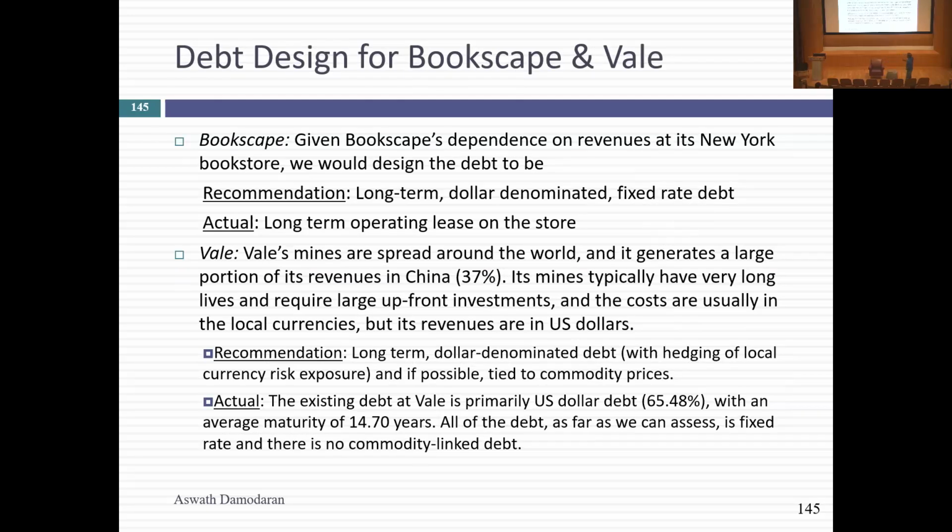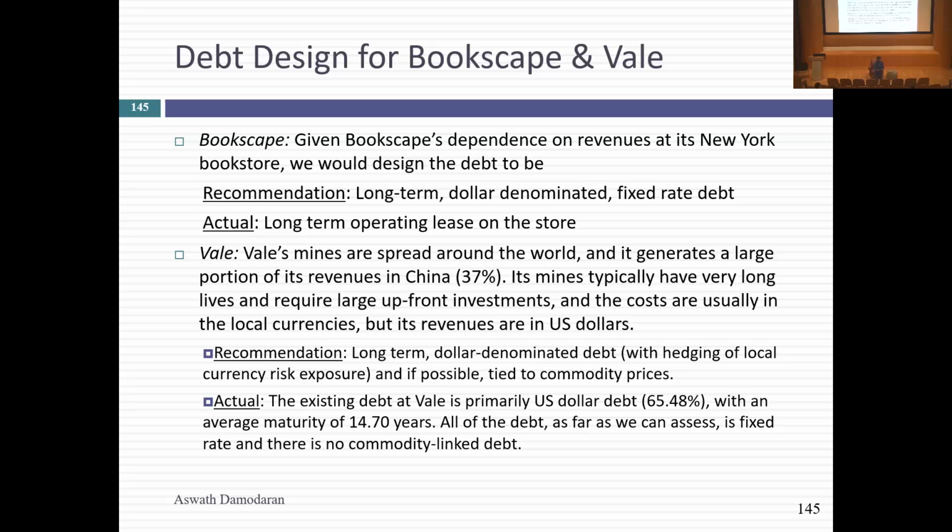Now, very quickly looking at my other companies, here's what I concluded. For Bookscape, what they actually have is long-term operating leases. That's the only debt they have. They don't have traditional debt. But if you think about a retail business that leases stores and you want to design debt that's matched up to your investment, a lease is actually the perfect kind of debt for a retail store, right? Let's go through it. Its duration is matched up to the duration that you're going to have the store.